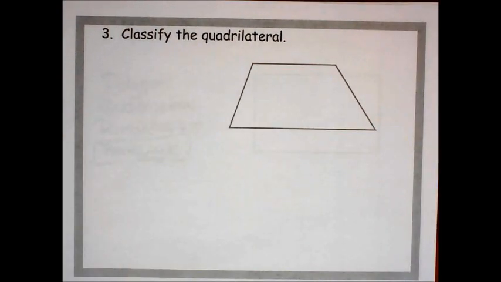I would like for you to sketch number 3 in your journal. Hit pause and give this quadrilateral every kind of name you can come up with. When you're ready to check, hit play. Okay, let's check your work.